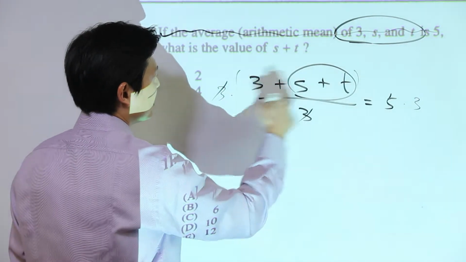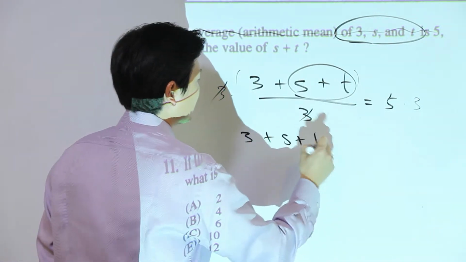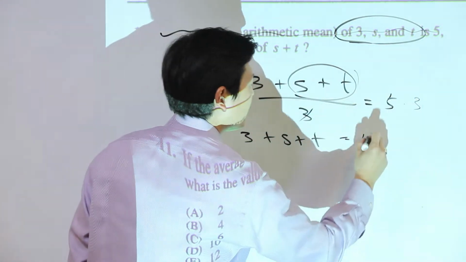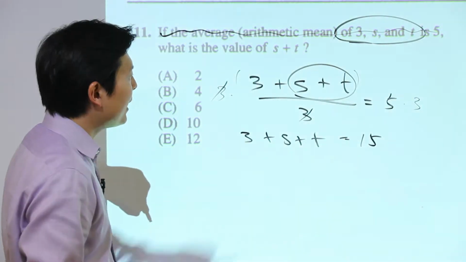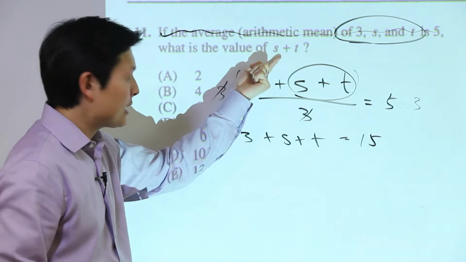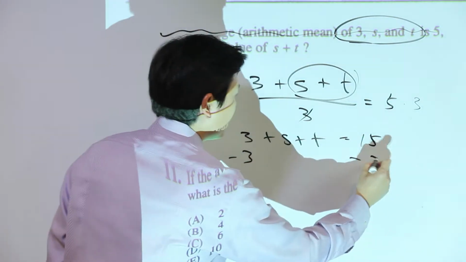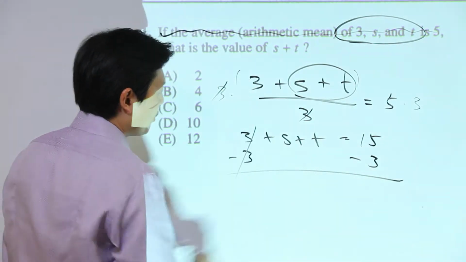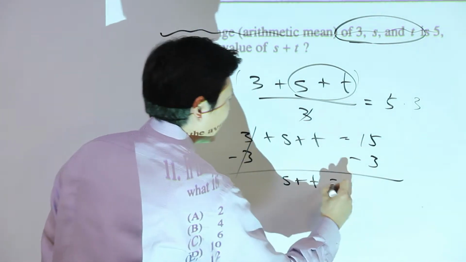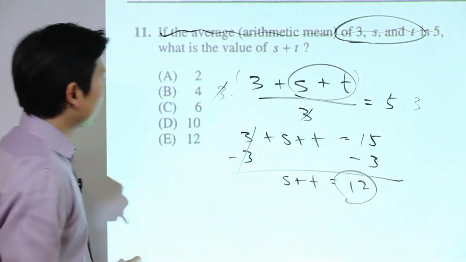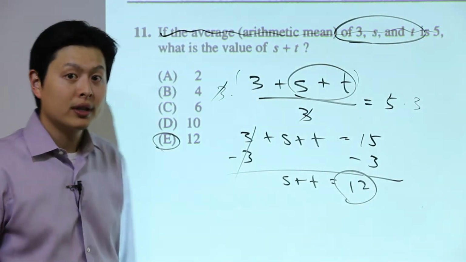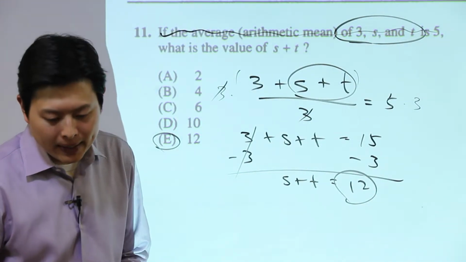So what I have left is the top there, 3 plus S plus T is equal to 15. And to find S plus T, which is exactly what they're asking me for, all I need to do is subtract the 3 from both sides. Those go away. I have S plus T left here, and that equals 12. So 12 will be the correct answer for number 11. Okay? Let's try another one.